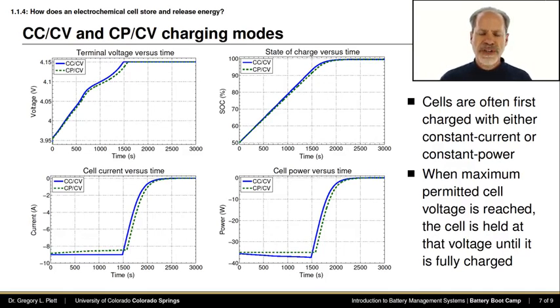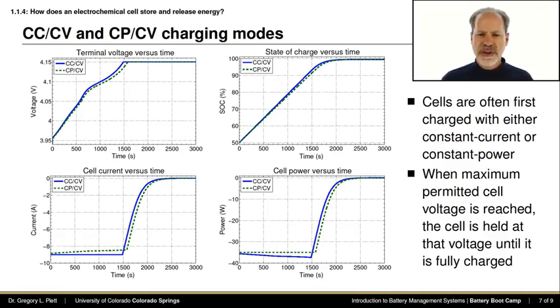In constant current, constant voltage charging, you regulate the charging current at a constant value until the cell's measured terminal voltage reaches some maximum manufacturer specified value. And at that point in time, you switch from a constant current operational mode to a mode where you simply hold the voltage of the cell constant at that maximum value, and you wait until current decays to a very, very small absolute level.